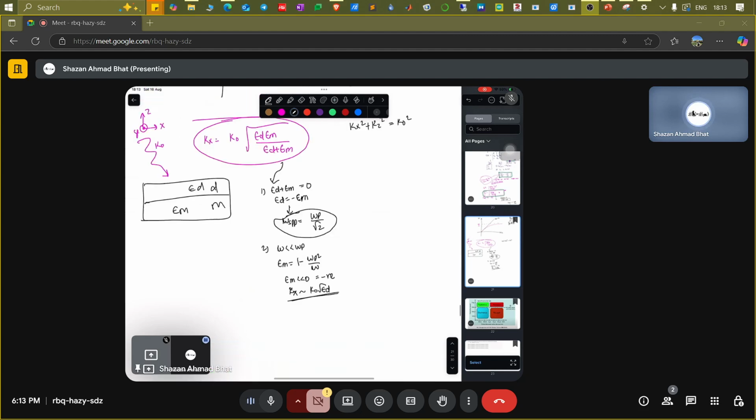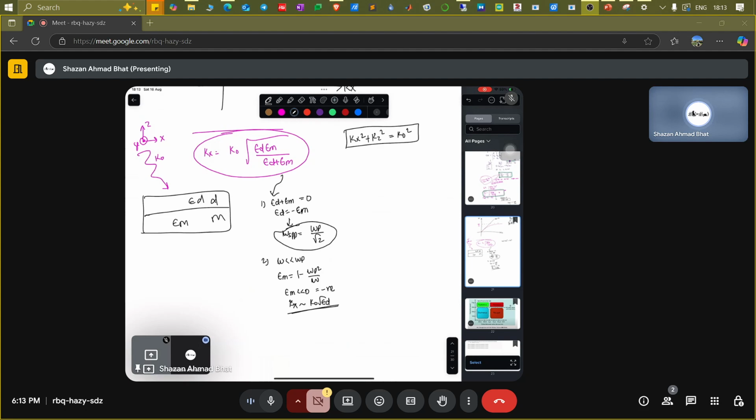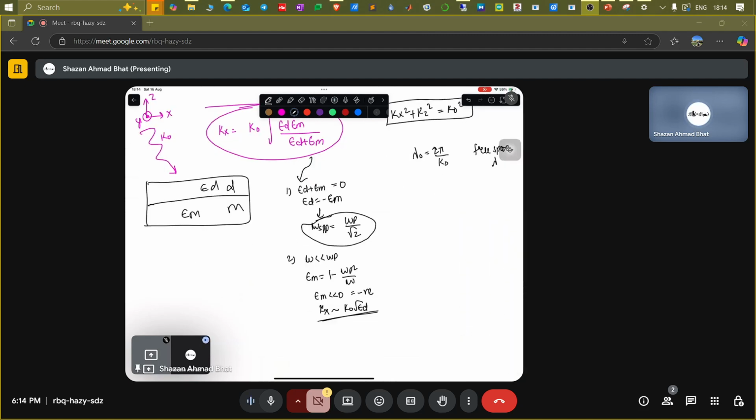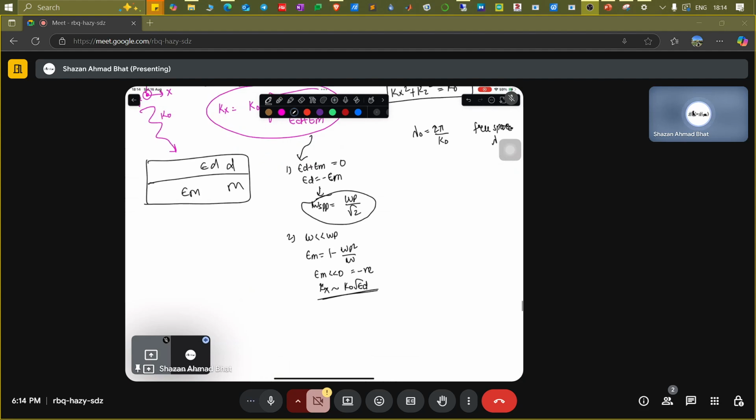Now what does this particular equation tell you? It tells you, because lambda naught is equivalent to 2 pi by k naught, this is the free space wavelength. And if you, for example, draw the dispersion, the essential part is that we need to know how much smaller is the wave compared to that of the free space.